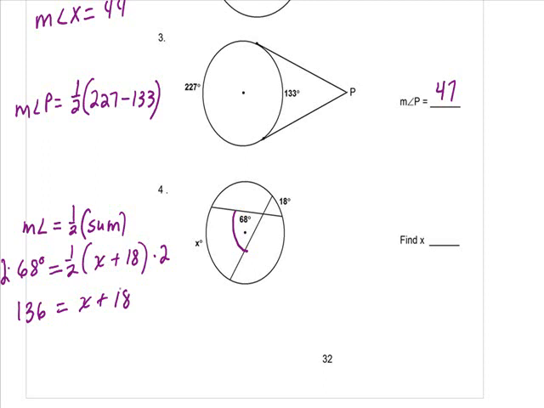Yes? Do you not do 2x plus whatever that is? Yeah, when I multiply this by 2, that cancels. That's the purpose of multiplying each side by 2. Okay? Now subtract 18 from each side. You get 118 equals x.